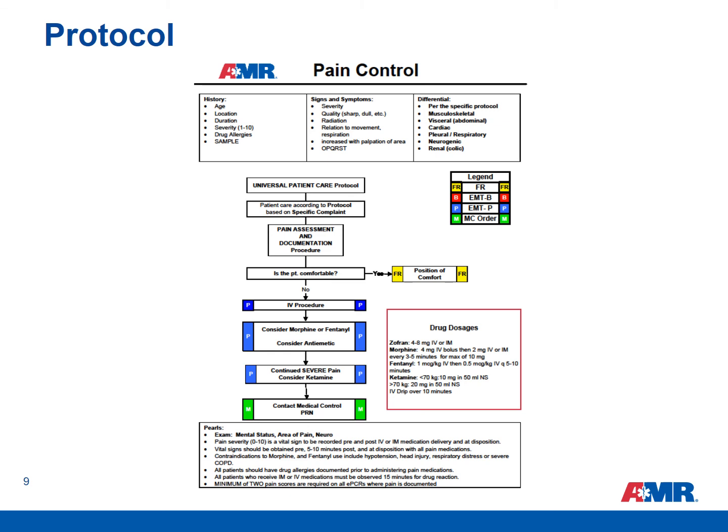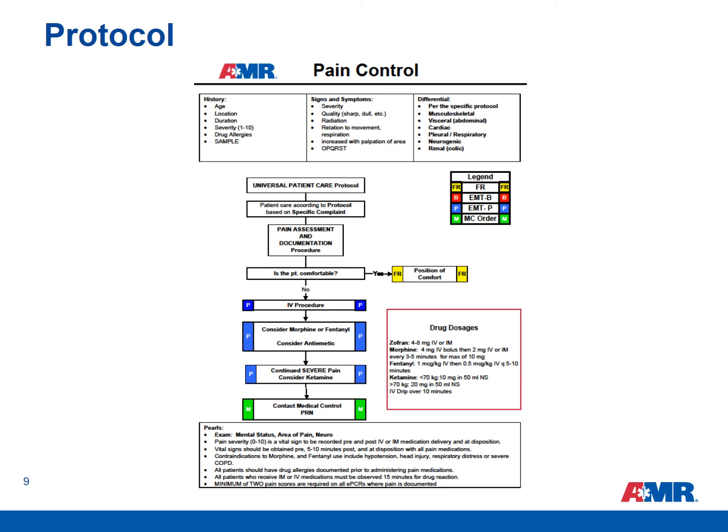Here's a look at our pain control protocol. Morphine and fentanyl are still our primary analgesic. If the patient is still experiencing severe pain after receiving morphine or fentanyl, we can add ketamine. So let's review the dosing.